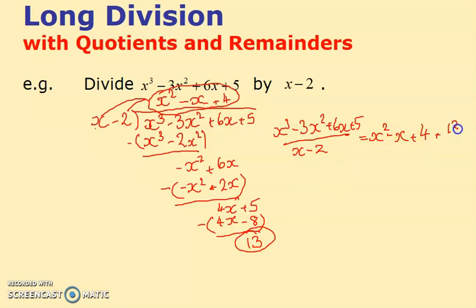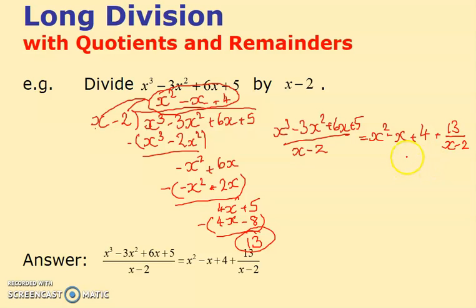And that 13 hasn't yet been divided by the x minus 2. So I'll write it like that. Plus 13 still to be divided by x minus 2. That's what my answer says. And that's exactly what my answer says: x squared minus x plus 4 plus the 13 still to be divided by x minus 2.